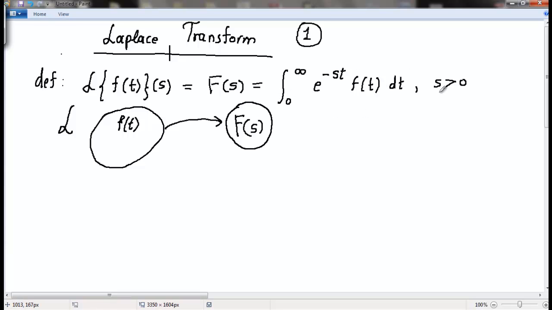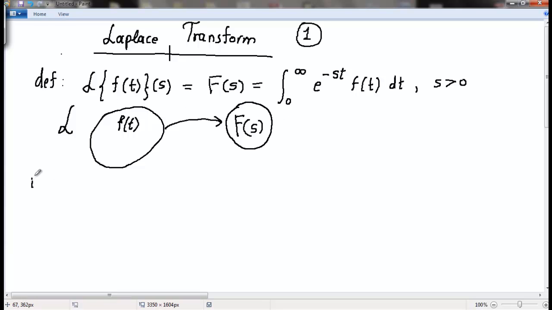I have s positive in order for the integral to converge, so this improper integral here has to converge in order for the Laplace transform to exist. Now, I understand that this is an easy definition. Why Laplace defined the Laplace transform this way is a very deep subject, and something that we could not analyze at the moment. So let's see basic things.